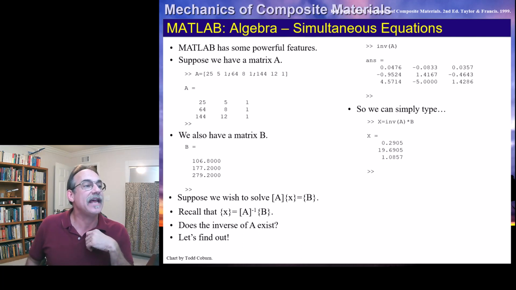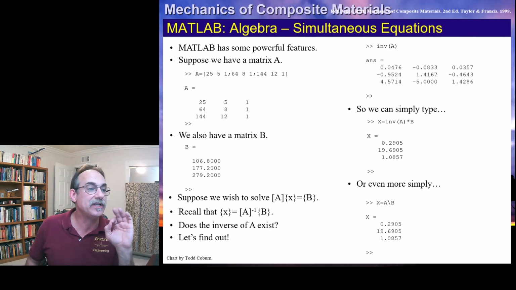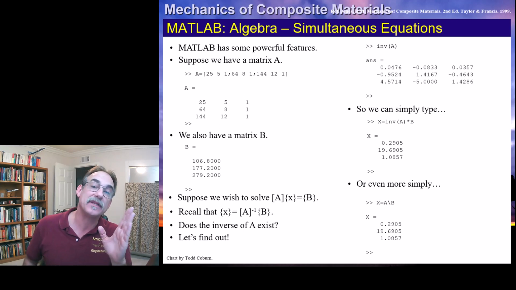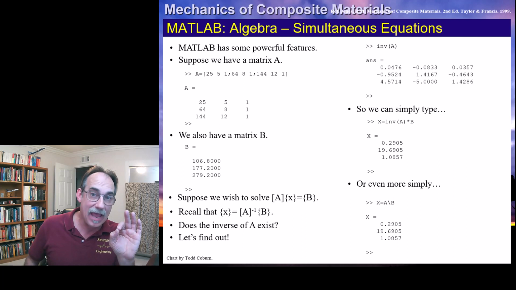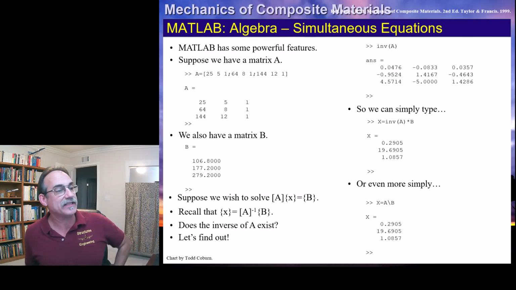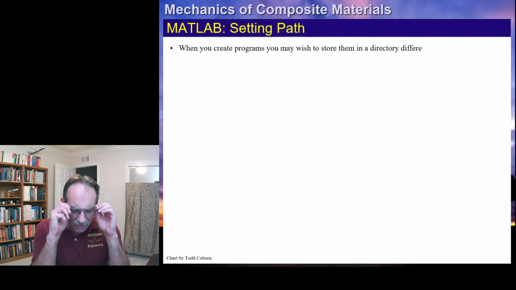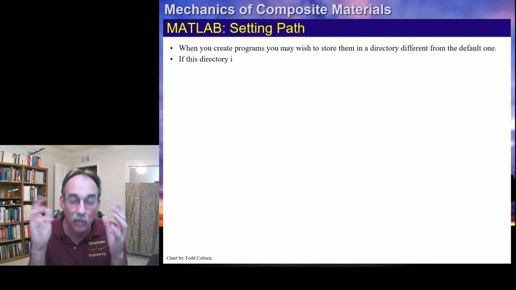So we can just say X equals inverse of A times B. That's one way of solving this. We can also just use X equals A, and now we're going to use that backslash key, not the slash, but the backslash, and that says divide A into B, which is actually solving the system of equations. You'll notice we get the exact same number. Okay? All right.